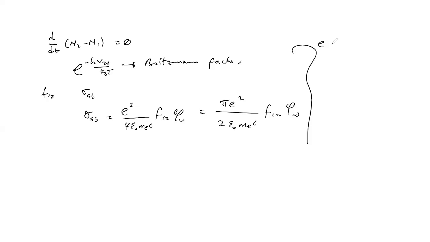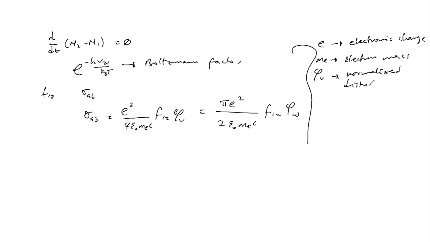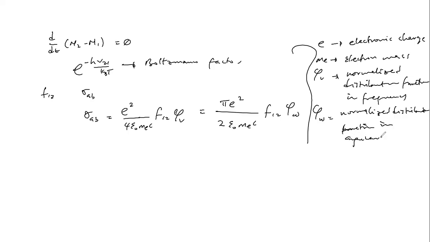So in this case, e is the electronic charge, m sub e is the electron mass, and phi of v is the normalized distribution function in frequency, while phi of omega is the normalized distribution function in angular frequency, right?